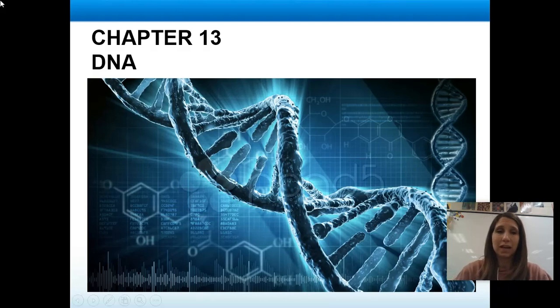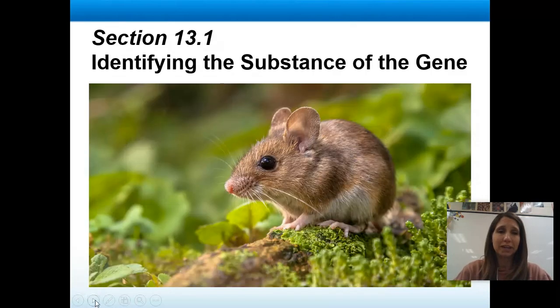Okay, so go ahead and get the heading. Again, chapter 13, DNA. So section 13.1 is called Identifying the Substance of the Gene, and you've got a little mouse here. We're going to use mice here as an example of one set of experiments that was done many, many years ago to help identify how traits get passed down and also what is actually responsible for that type of inheritance process, right? What type of molecule there is.